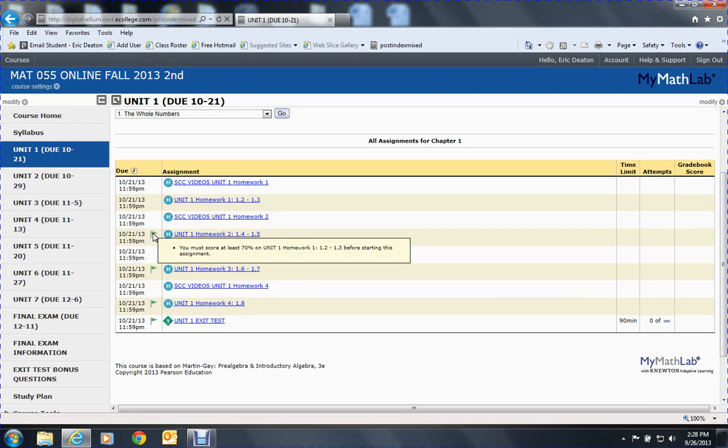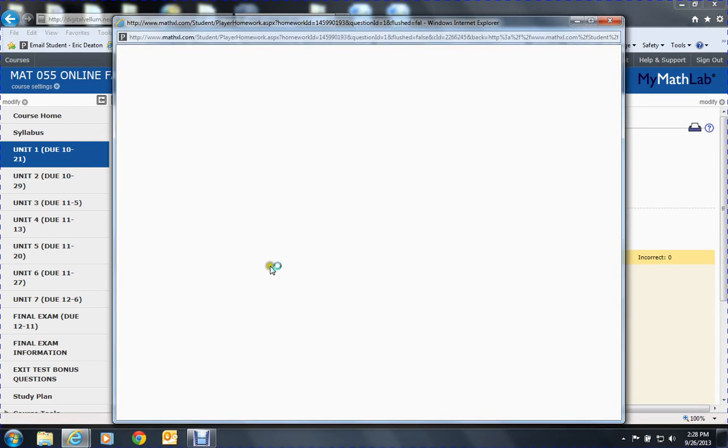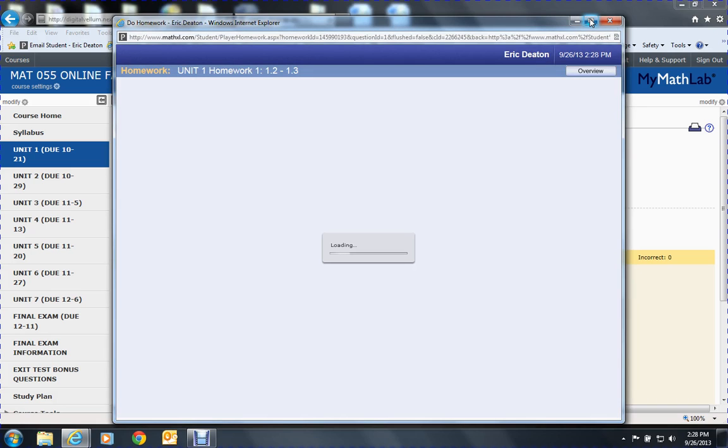Now you'll see these flags. This tells you that you can't get to homework 2 unless you make the same percent on homework 1. If I click on homework 1, you may be wondering, same percent, isn't that easy to get? Well, it actually is, the way the system is set up. We use the MyMathLab system.